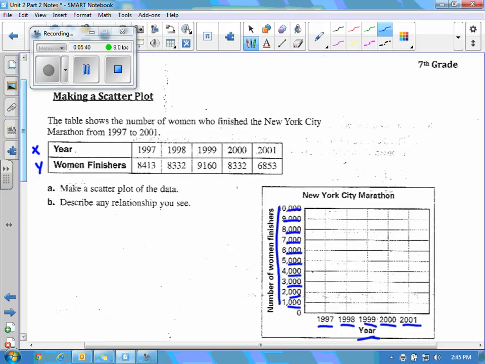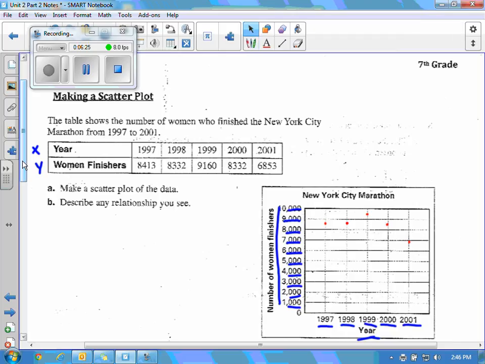So part A says to make a scatter plot of the data. So all we're going to do is plot these points, with the year being our X coordinate and the women finishers being our Y. So in 1997, there were 8,413 women finishers. So I know that's going to be close to the middle between 8,000 and 9,000. In 1998, there were 8,032, so that's going to be close to the middle as well between the two. 1999 had 9,160, so that's going to be just above the 9,000. 2000 is back here between 8,000 and 9,000. And then 2001 is way down here just below 7,000.